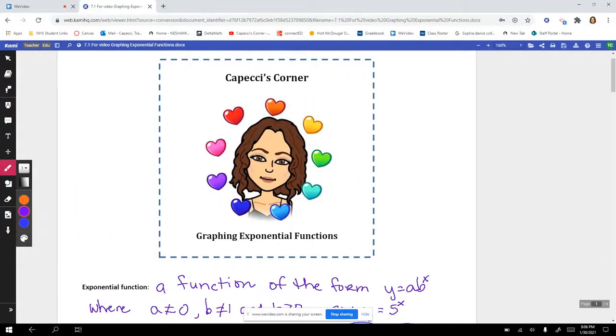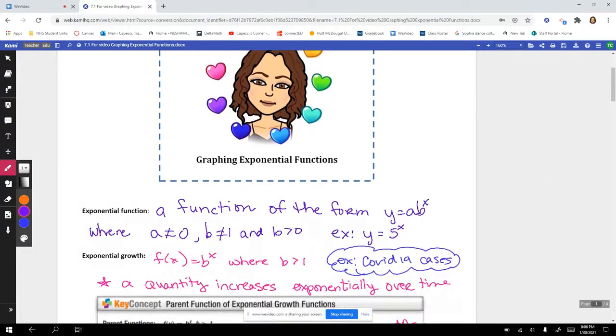Today on Capechi's Corner, we're going to look at graphing exponential functions. So what is an exponential function? Well, it's a function that has this form where we have a base raised to an exponent. Now, a couple things. We know a can't be 0, b can't be equal to 1, and b has to be greater than 0. For instance, y is equal to 5 to the x power.